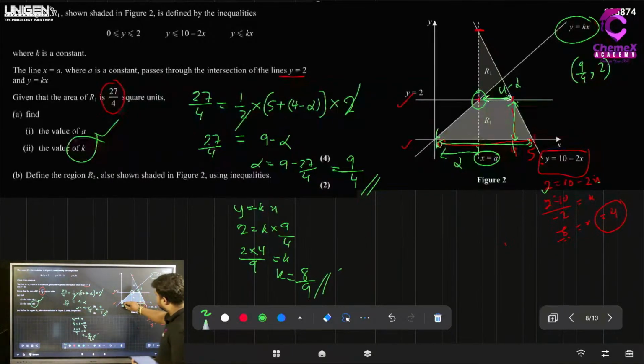Because this line, of course, cuts at alpha, and when y is 2, alpha is the x value.